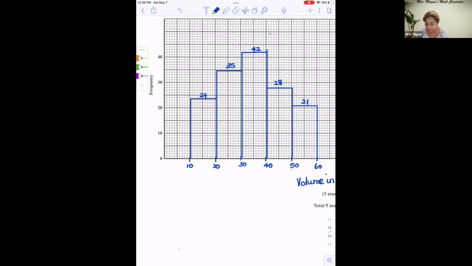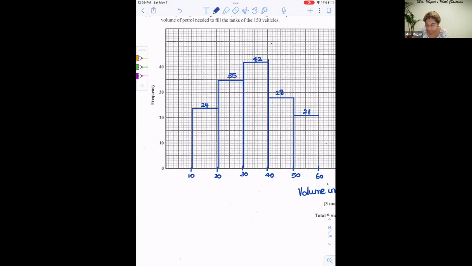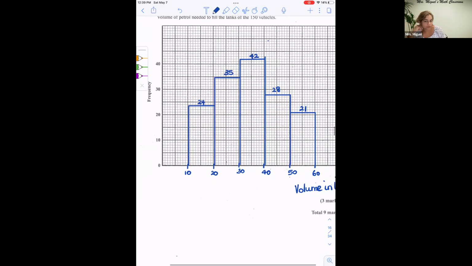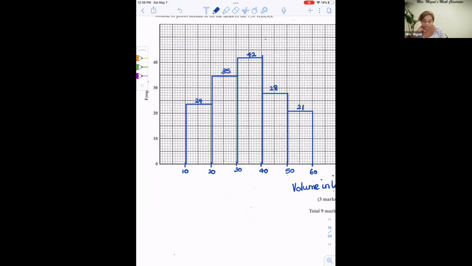So remember, the values are at 0.5, so it does not lie exactly on the line, it's a little bit after. So go ahead and complete the histogram, and you would have scored 3 marks.